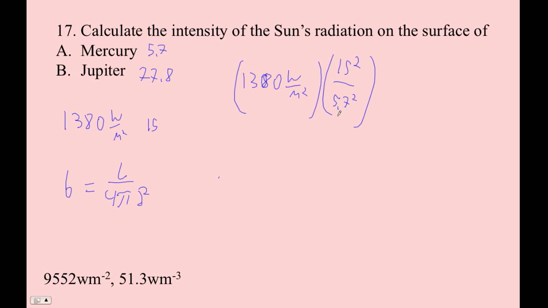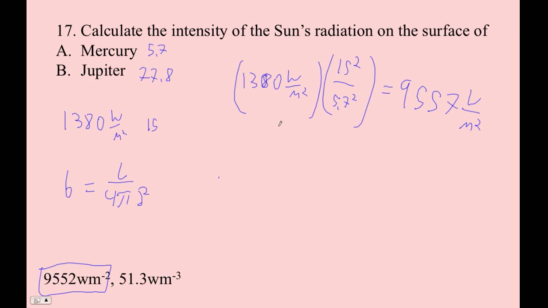And I get 9556.7. Okay, I'll go 9557 watts per square meter. Now, why do they have 9552? Is that a typo? No, that's in the book. So they're just wrong again. I don't know. Maybe they're using like 1400 or something like that. No, that wouldn't do it.